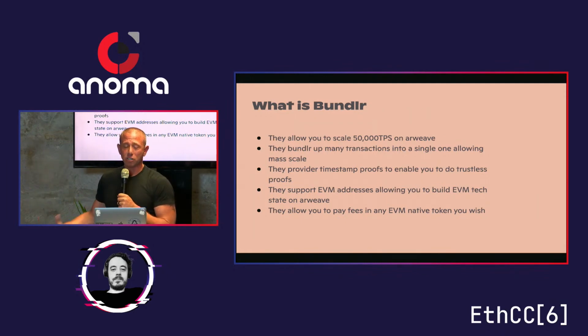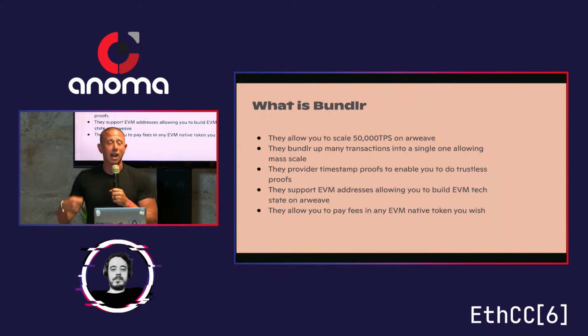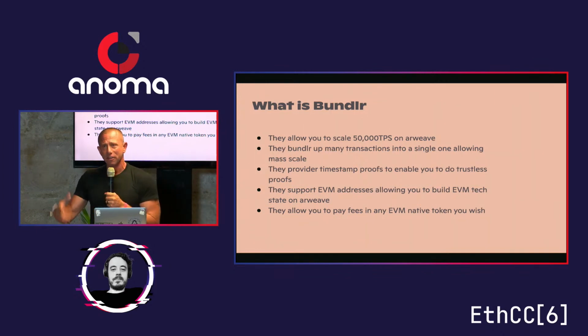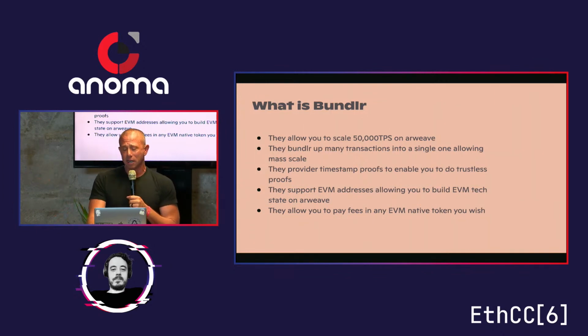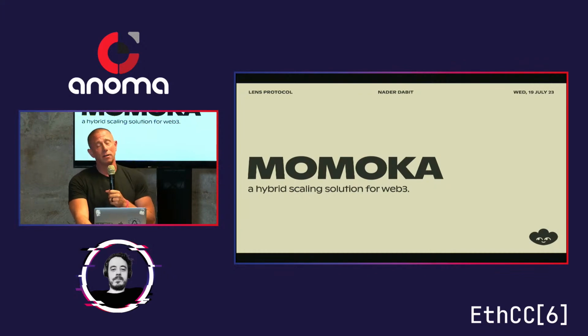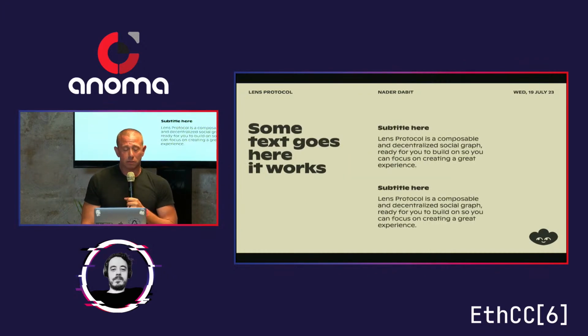It essentially bundles transactions, and it enables fast finality, 8 millisecond finality. And right now it scales to around 50,000 transactions per second. And they support EVM addresses. So you can basically pay fees in any of the supported ERC20 tokens. They support like 10 or 15. They also support Solana and others. And what was built was this solution called Momoka. And it's essentially, concisely, a hybrid scaling solution for Web3 to achieve Web2 scale.